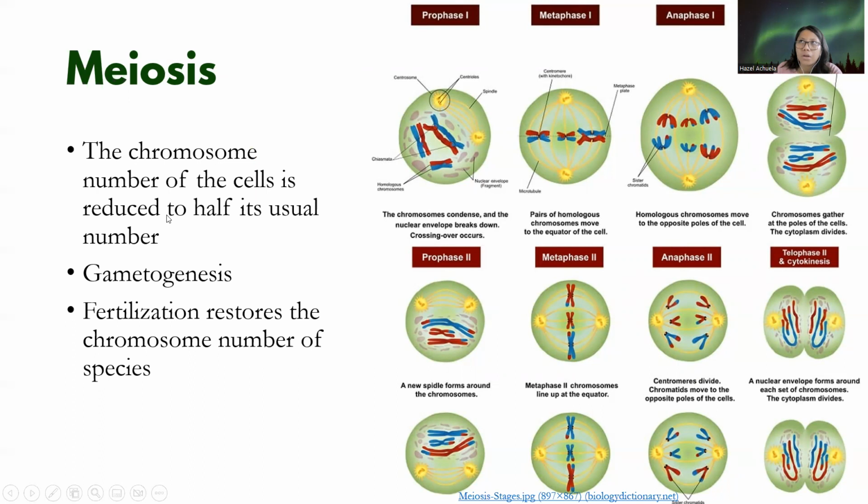So, meiosis is yung process na pina-follow ng ating gametogenesis. Remember that gametogenesis is the process of sperm production or egg cell production, production or formation of gametes. Yan. So, haploid actually yung napoproduce natin at the end of meiosis. So, to restore yung diploid number at the start of meiosis, fertilization should happen because that restores the chromosome number of the species.